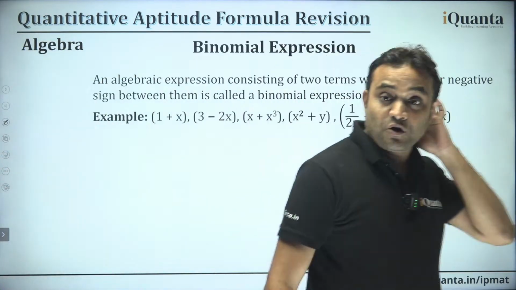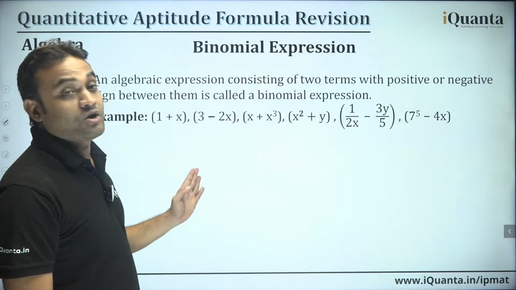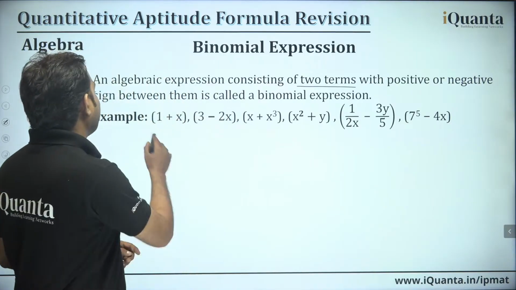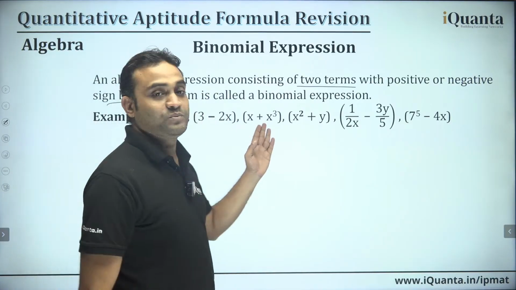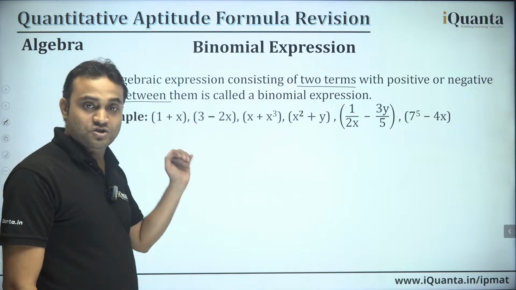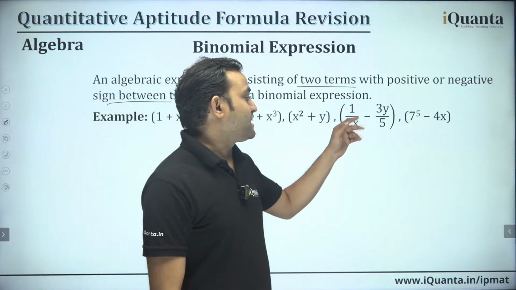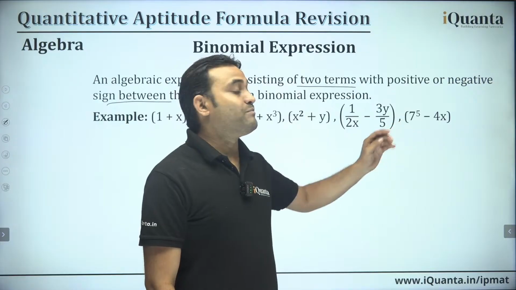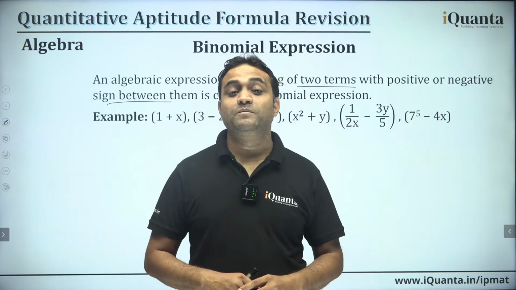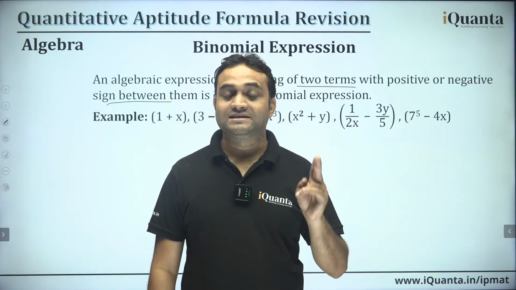Binomial expression. First of all, let's try to understand what a binomial expression is. An algebraic expression consisting of two terms, with a positive or negative sign between them, is called a binomial expression. Bi means two. Examples are 1 plus x, 3 minus 2x, x plus x cube, x square plus y, 1 by 2x minus 3y by 5, 7 to the power 5 minus 4 to the power x minus 4x. All of these are examples of binomial expressions: an expression which has exactly two terms.